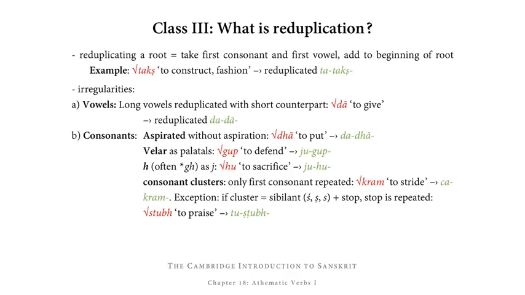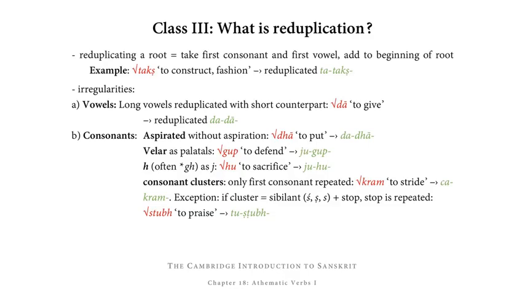Now h is reduplicated as j. What's happening here is that h often originally was, at an earlier stage of the language, not an h, but actually a gh. So it was the aspirated, voiced velar. Now aspirated consonants get reduplicated without their aspiration, and velars get reduplicated as palatals. So this voiced aspirated velar gets reduplicated as the voiced unaspirated palatal, and that's j. So hu, to sacrifice, which we just looked at, is reduplicated as ju-hu.